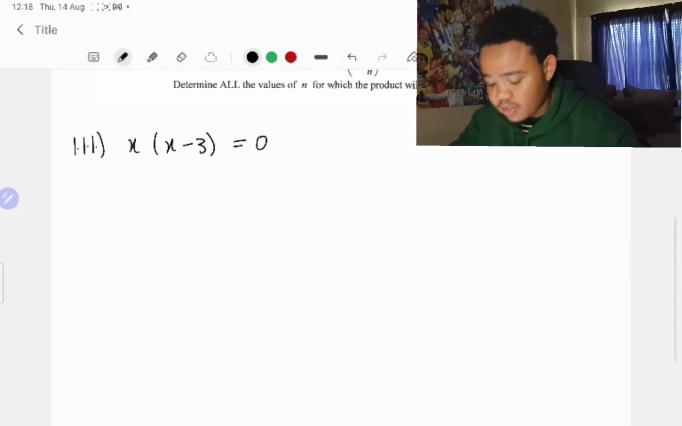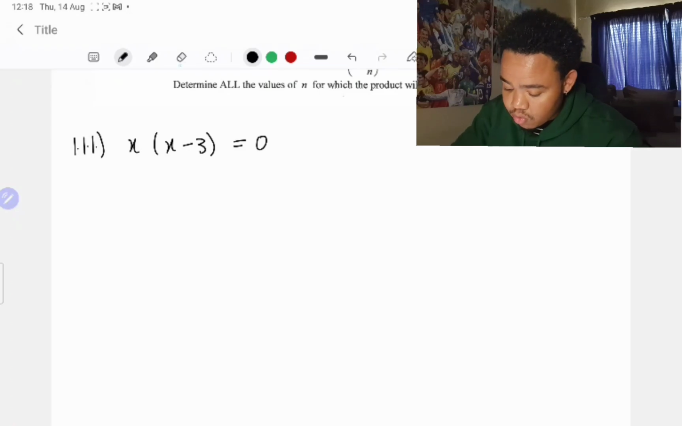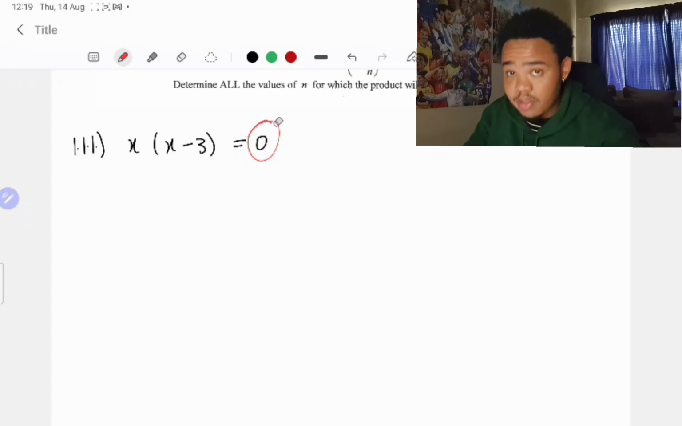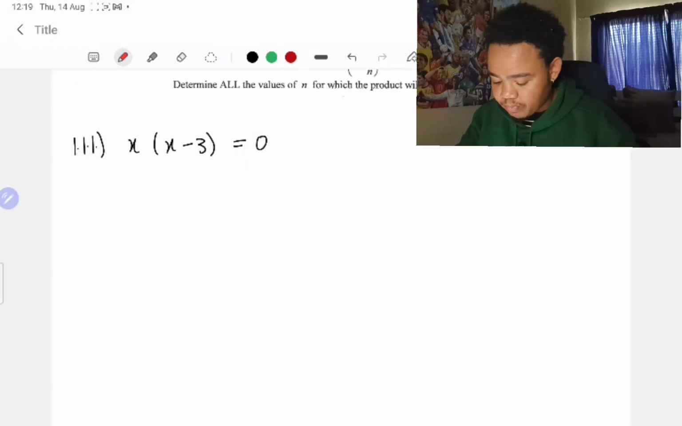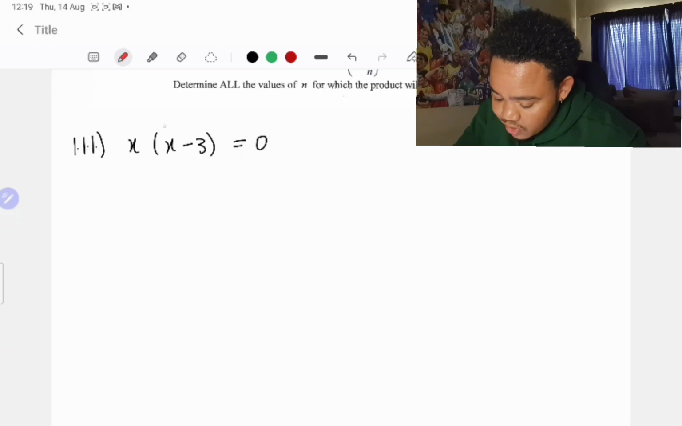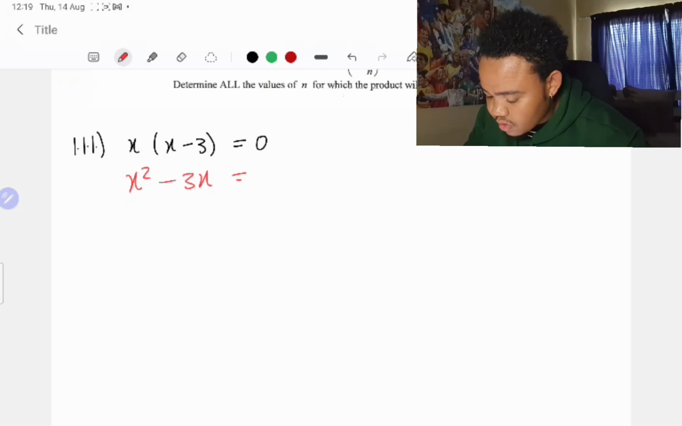It says here x bracket x minus 3 is equal to 0. So what you need to know, first of all, is that this statement is saying that this x is multiplying with x minus 3, and that should give you 0. That is what the question is asking you. You must solve for x. A lot of learners usually multiply this out. So x times x will give you x squared. x times negative 3 will give you negative 3x is equal to 0.